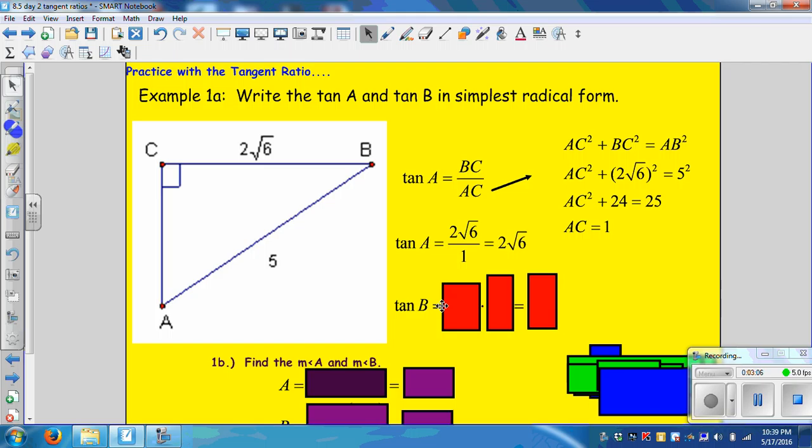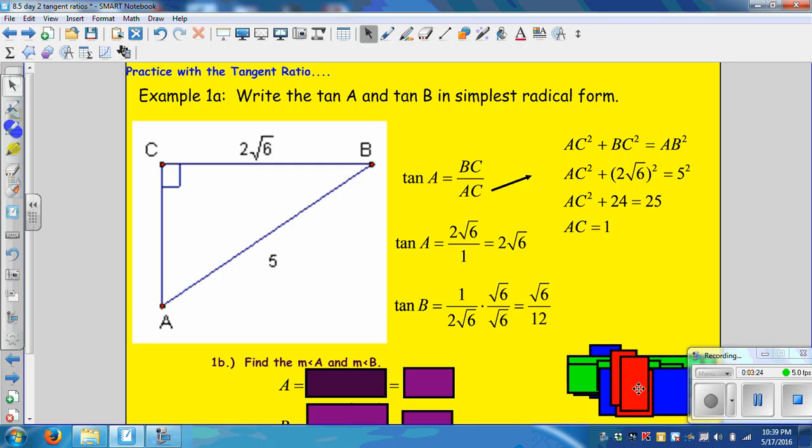Tangent of B is simply the reciprocal of these two values. So this is going to be 1 over 2 radical 6. Keep in mind you do have to rationalize your denominator and get rid of the radical 6. So multiply the top and the bottom of your fraction by radical 6. And you're going to get radical 6 over 12.